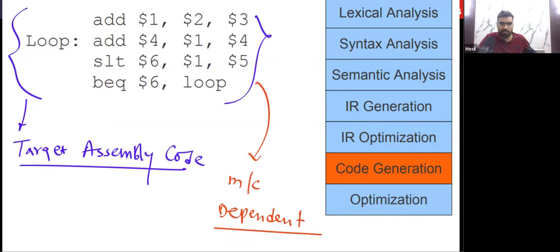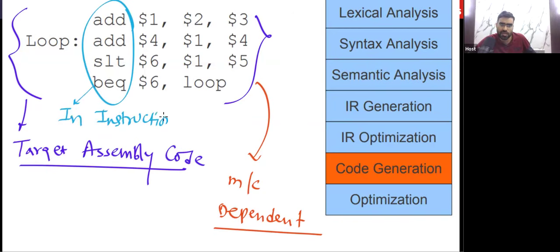This is machine dependent. Actually, we cannot do anything here. Why? Because this is machine dependent. It means that in your machine, this instruction is there. All these instructions are in the instruction set of the machine, in the instruction set of the CPU. So remember, this is machine dependent.